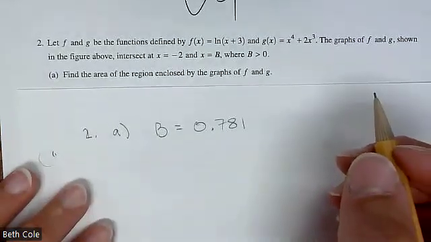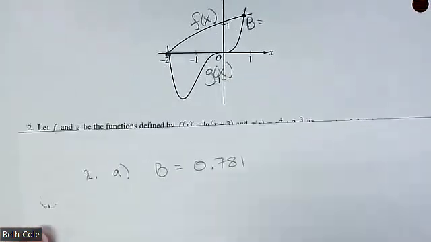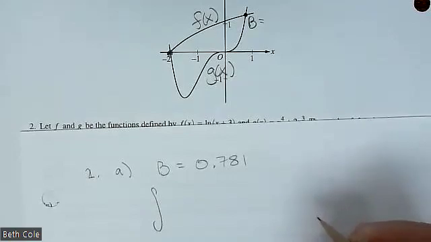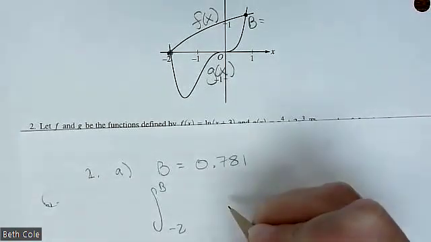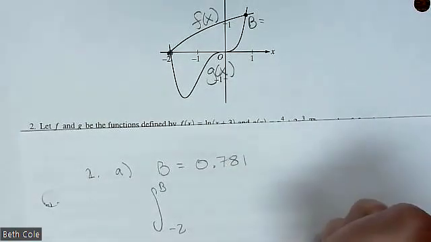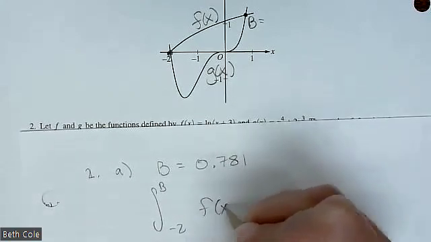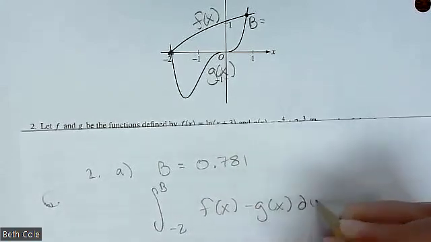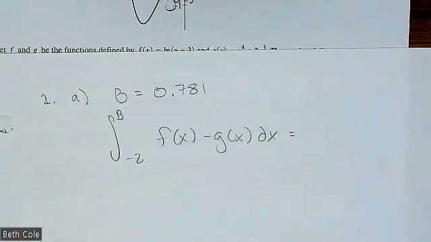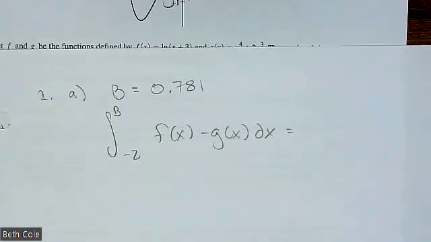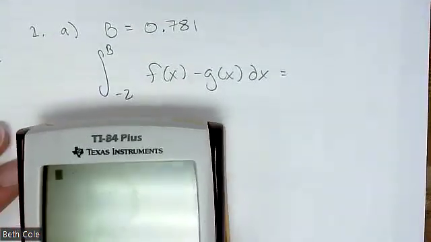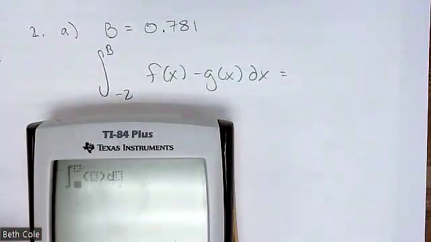The area. What do you think? Integral? From -2 to B of, don't write that though. Perfect. F of X minus G of X dx. And then you have to type it. And I realize that's exhausting. All right. But I have good news for you once you're done typing it. So go ahead and type it and then I'll give you the good news.